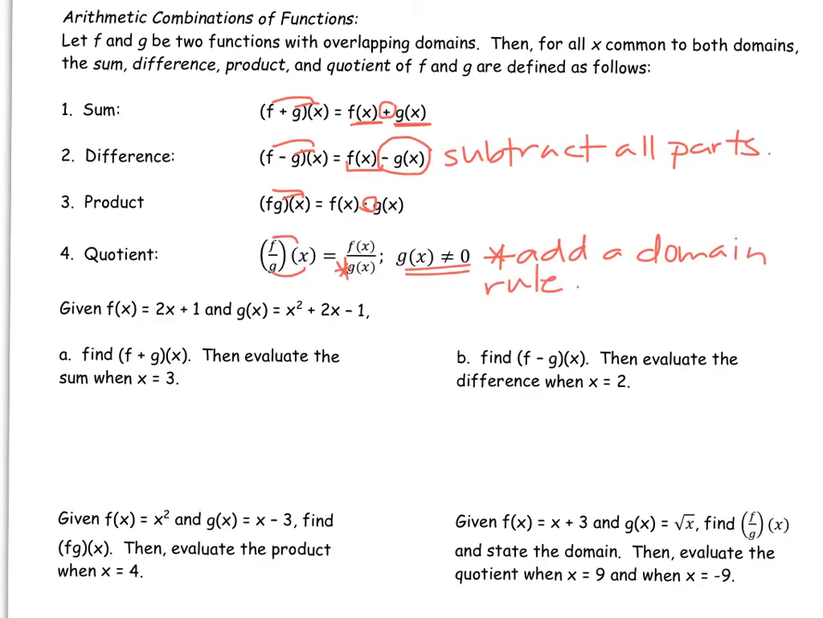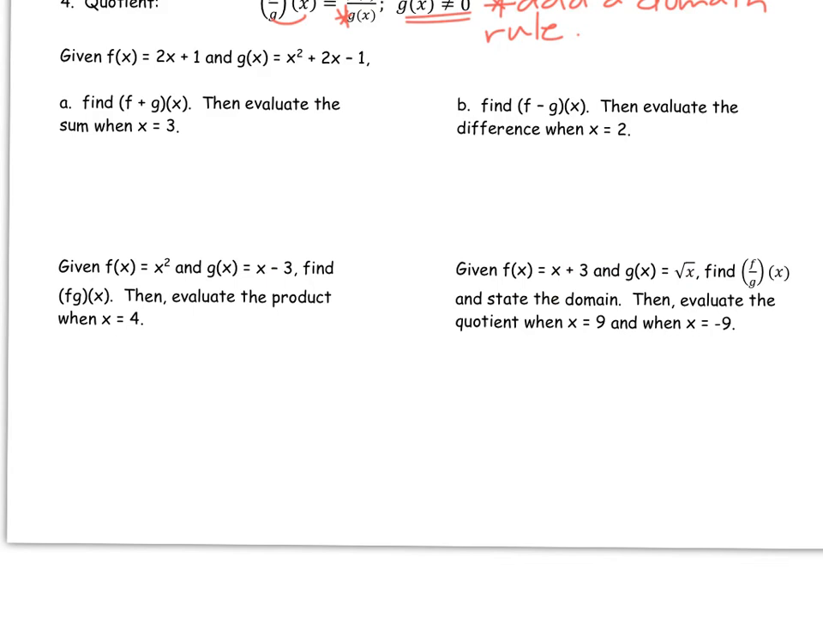So let's see what we're talking about down below. Given f of x equals 2x plus 1 and g of x equals x squared plus 2x minus 1, find f plus g of x. Then evaluate the sum when x equals 3. So we have two parts to this.